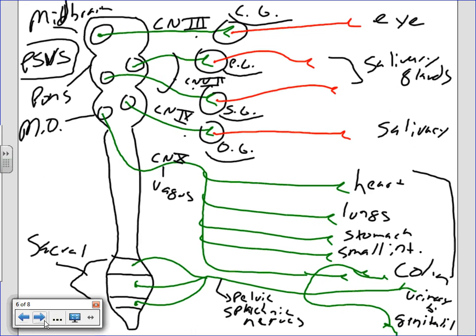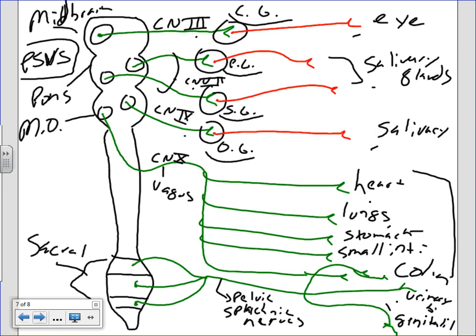What do you notice here? The eye, salivary glands, the heart, the lungs, small intestine, colon, urinary bladder, genitalia. Notice the pattern here: dual innervation, as I just mentioned before. Even though these two systems antagonize one another, there are certain situations when one will be more active than the other.